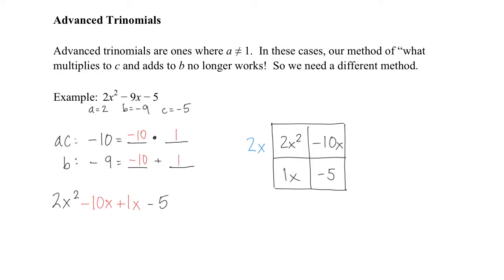Now from here, you can fill in the other 3 spots by saying, what would I multiply 2x by in order to get 2x squared? I would multiply it by x. What would I multiply 2x by in order to get -10x? I would multiply it by -5. And then lastly, what would I multiply -5 by in order to get -5? I would multiply it by 1. And you can see that that works here as well. 1 times x is 1x. And now you have your factors. You can write them 2x plus 1 and x minus 5.